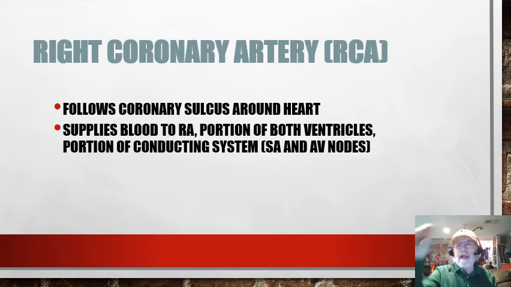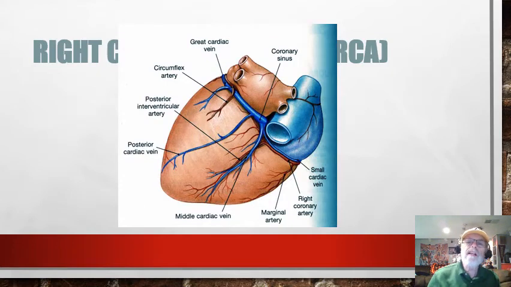When it gets to the back, it sends a branch straight down the back to the apex of the heart, right down through a little groove between the right ventricle and the left ventricle in the posterior aspect of the heart. And that's what the right coronary artery does. Okay, and basically you can see it right here a little bit. The blue is the vein, but if you look underneath there, the red is the right coronary artery.